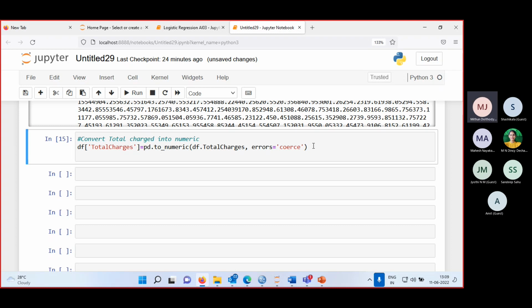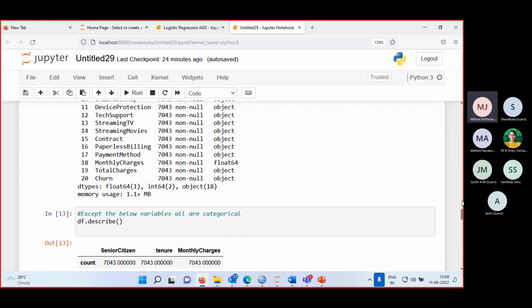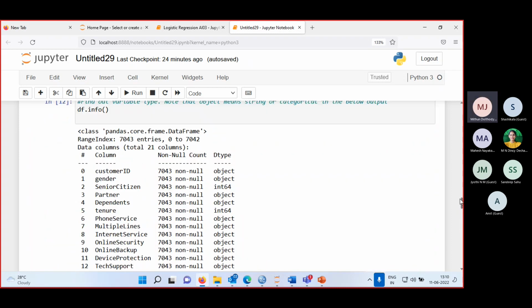Earlier, the mean imputation did not work because it was treated as an object. Someone asked about these kinds of cases: first replace all the blanks with NA, then convert that to numeric. I'm just using the coerce method. So now that you have coerced it, some of the earlier commands will now run.